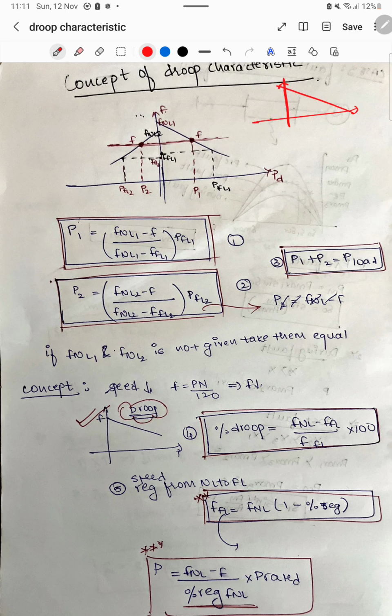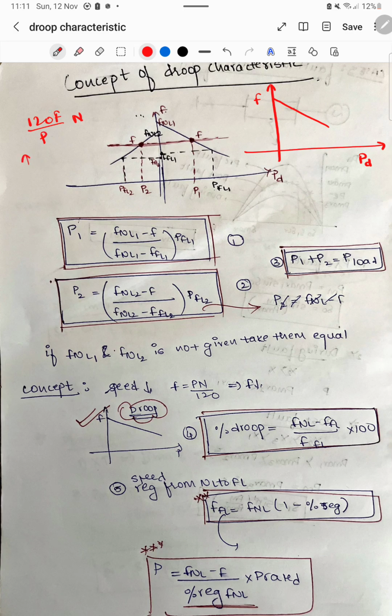Let's say you have a load frequency characteristic. The load frequency characteristic of a synchronous machine is something like this. Okay, negatively linear. On the x-axis you have PD, that is power demand, and on the y-axis frequency is there, which means what, 120 f by p is nothing but speed. So as power demand increases, frequency drops down, speed drops down. That's why it is negatively related.